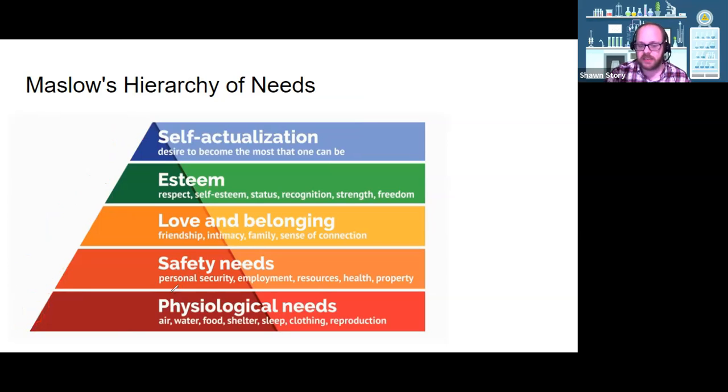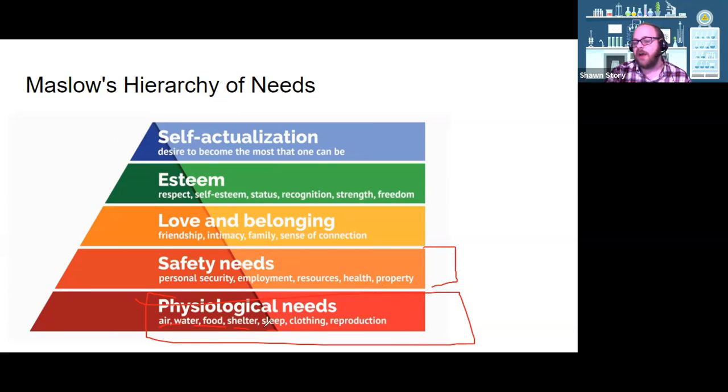We need these things here at the bottom. We all need air, water, food, and shelter. We need those basic physiological needs, right? We need a place to sleep. We need food in our belly. We need water. We need oxygen, or we literally will die without these basic things in a short period of time. Then we move on to this idea of safety, right?